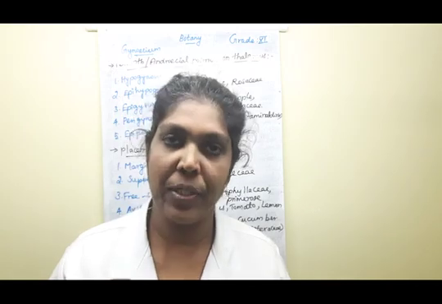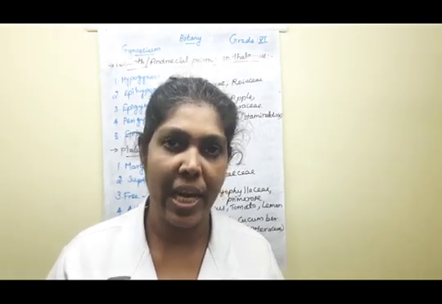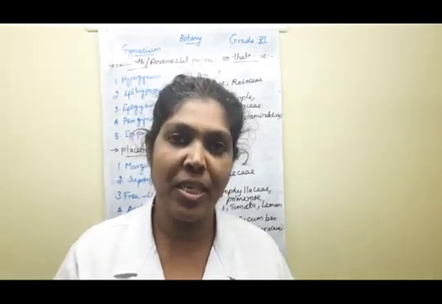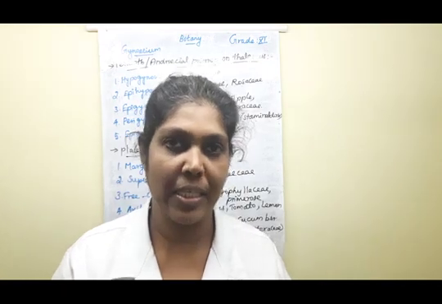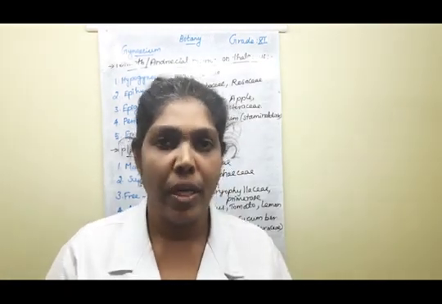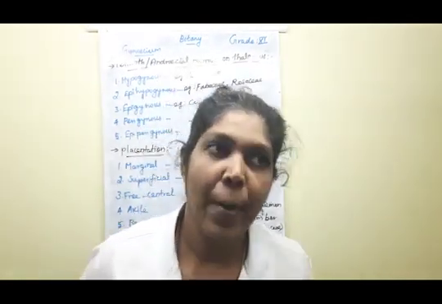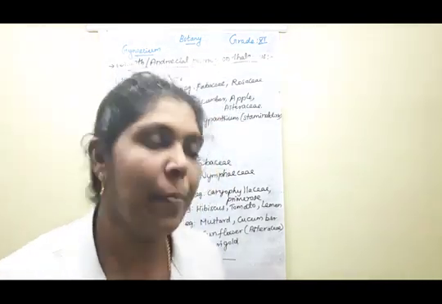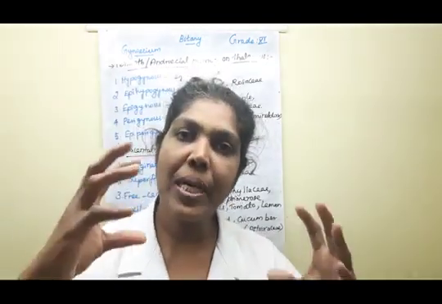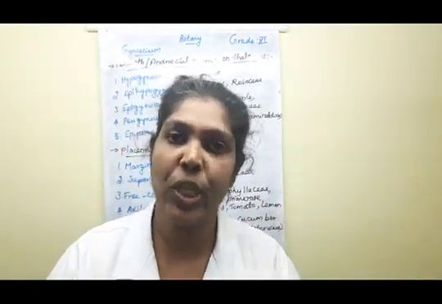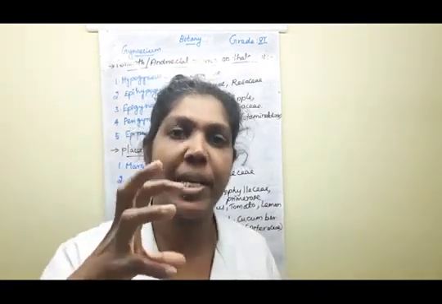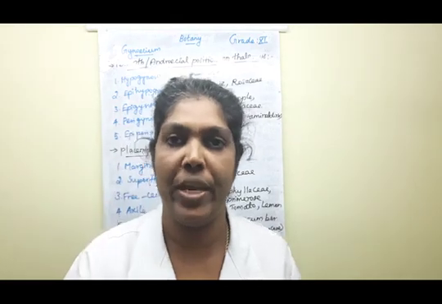We are going to learn about taxonomy, so at that time we need to know all the terms, children. That's why I am stressing this. All should learn the terms clearly. Don't forget. Tell me: apocarpous and syncarpous. Apocarpous means the carpels are free. Syncarpous means united, joined. Yes, very good, children.